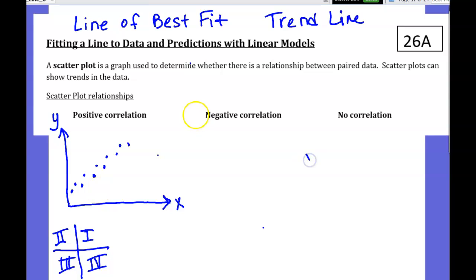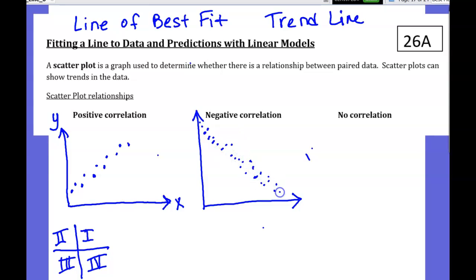That's a little bit different than a negative correlation. With a negative correlation, as your input values increase, your dependent, your output values, are going to decrease. So that's a negative correlation. And if you look at it, it almost looks like a negative slope.